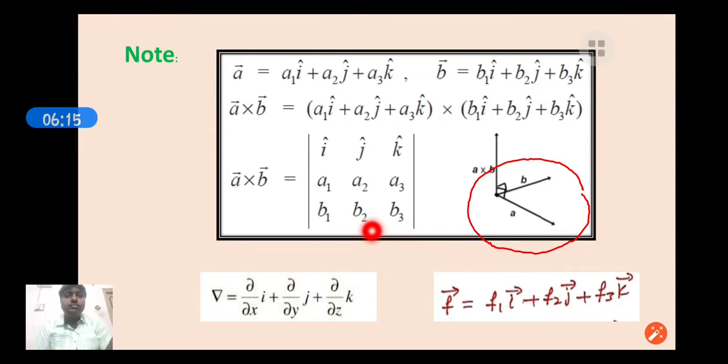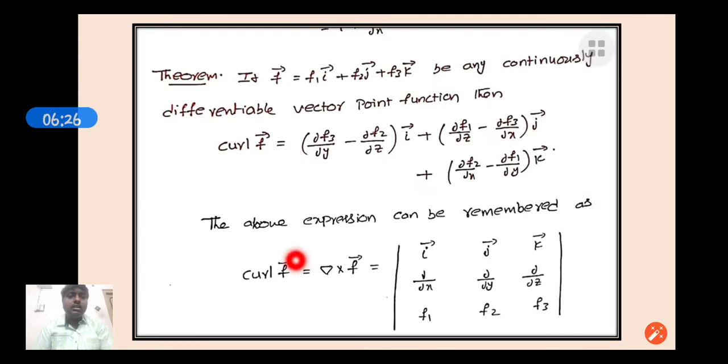Now, in place of A bar you can take del, and in place of B bar you can take f bar. Now I give the definition of del cross f bar. Curl f bar is equal to del cross f bar, which is the determinant with rows i bar, j bar, k bar; dou by dou x, dou by dou y, dou by dou z; and f1, f2, f3. So this is another way to calculate the curl of a vector point function.